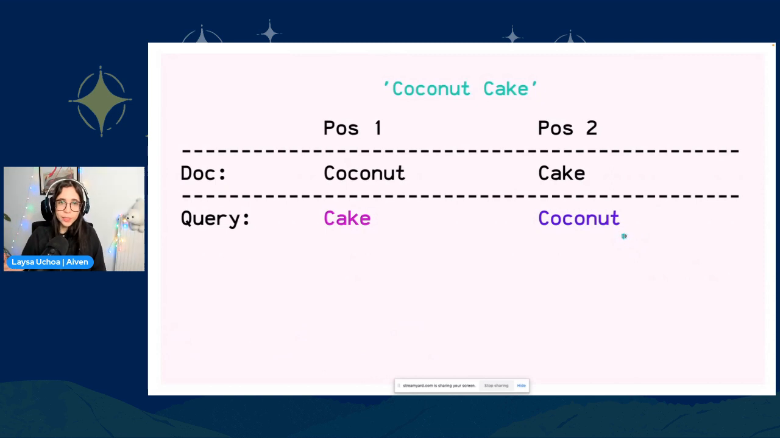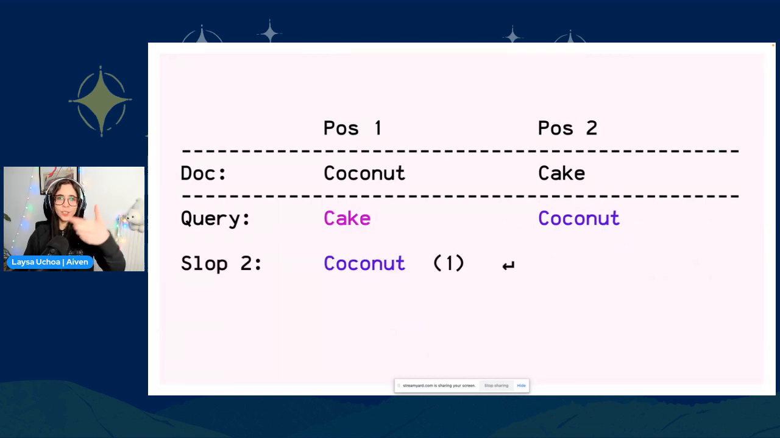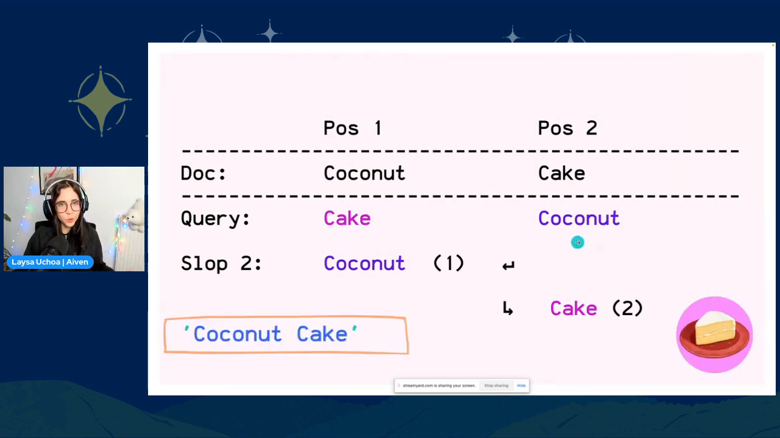If we go further, as we try to query cake coconut, and we put a slope of 2, what happened is that you could swap the word coconut to the first position, which would be 1 slope, and cake to the second position would be 2 slopes. And with this, you would end up matching coconut cake. So I hope this was a piece of cake to understand, maybe even a coconut cake. And let's go to our next query.